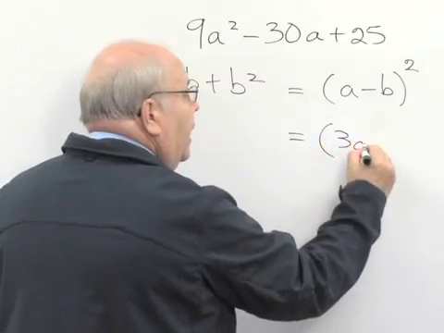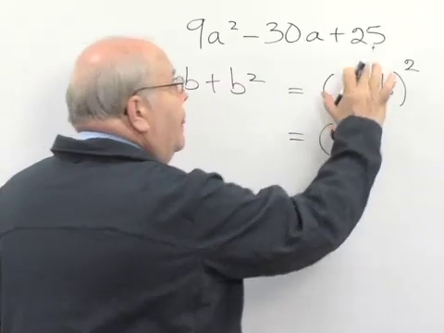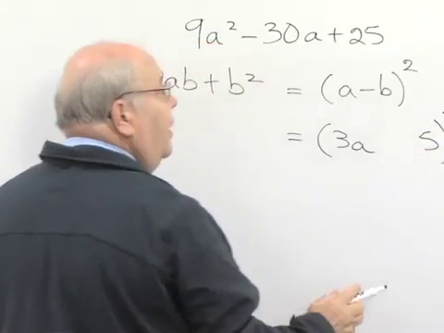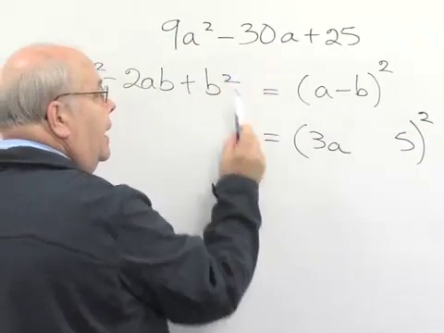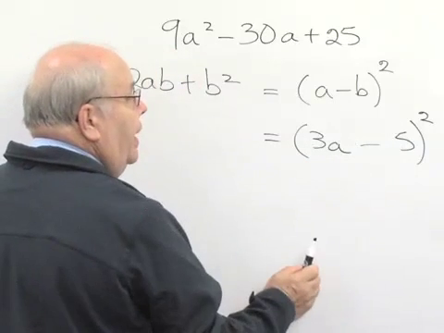We know if we multiplied 3a times 3a, we'd get 9a squared. The number here is 25. We know that 5 times 5 is 25, but the middle sign is negative. So we need 3a minus 5.